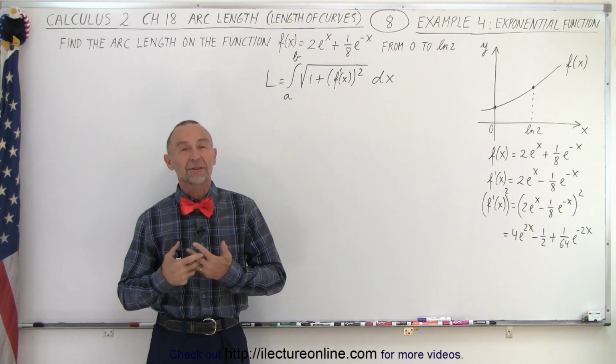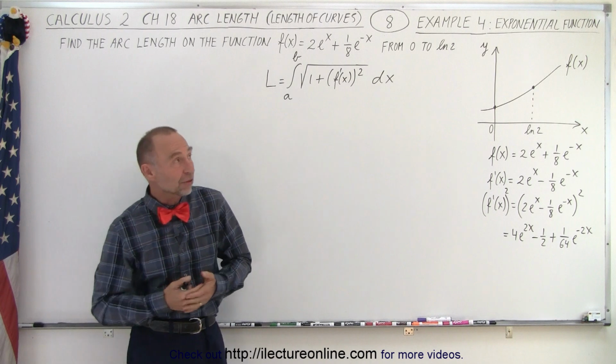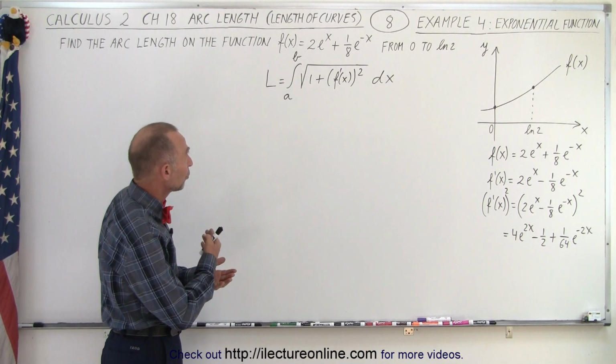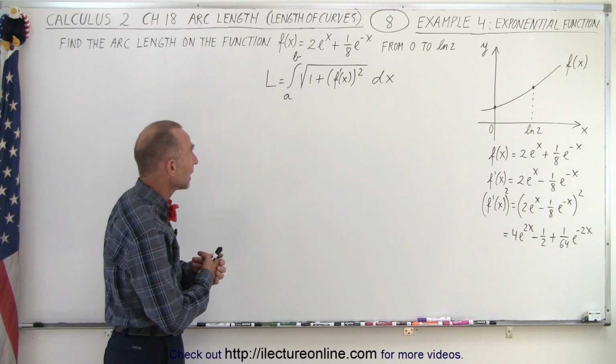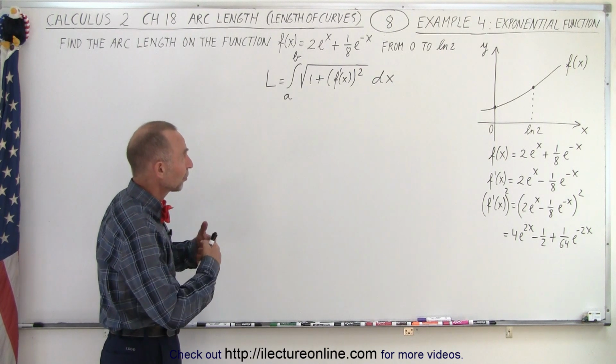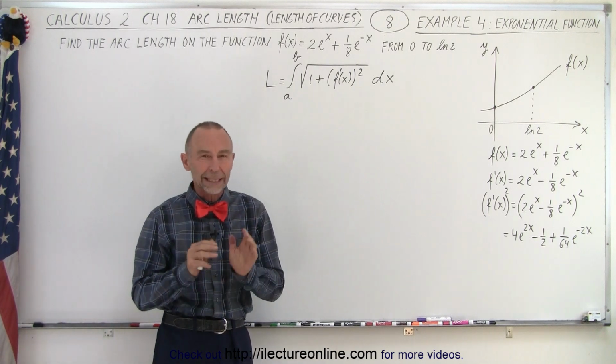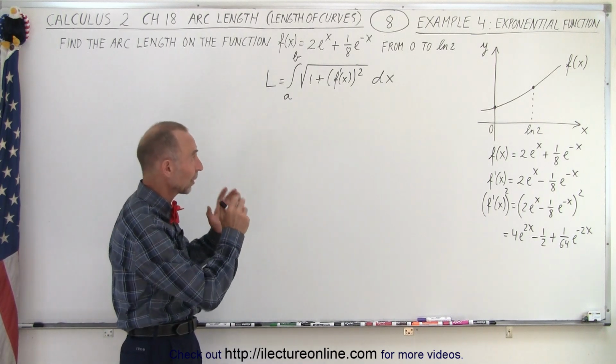Our next example is a very interesting example. It's an exponential function. When you look at it, f of x equals 2 times e to the x plus 1/8 e to the minus x. And we're supposed to find the arc length from x equals 0 to x equals the natural log of 2. Again, it's not explicitly stated, but those are x limits.